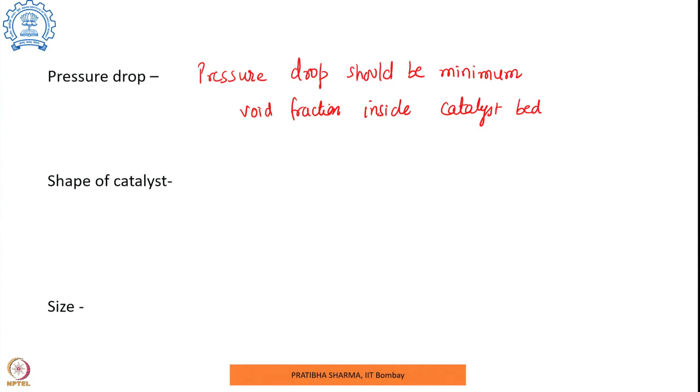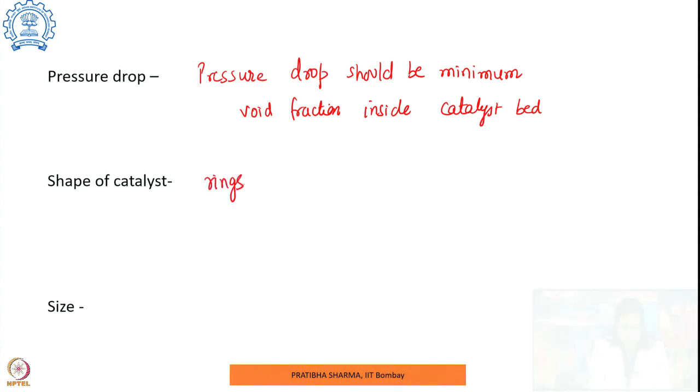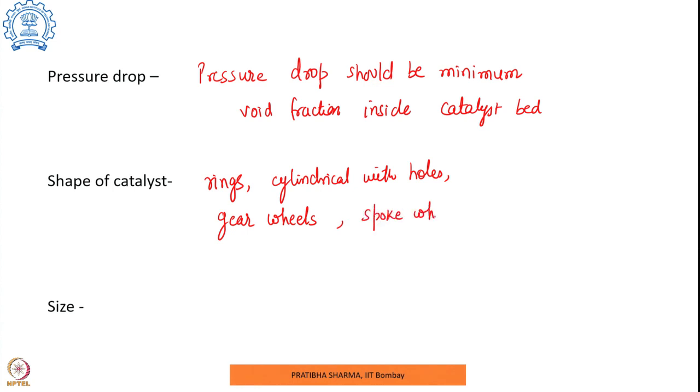The shape of the catalyst also affects the reforming reaction. Herein there are several shapes which have been looked at, like rings, cylinders, cylindrical shapes with holes, then gear wheel type catalysts, spoked wheel type catalysts, and multi-channel catalysts have been used.